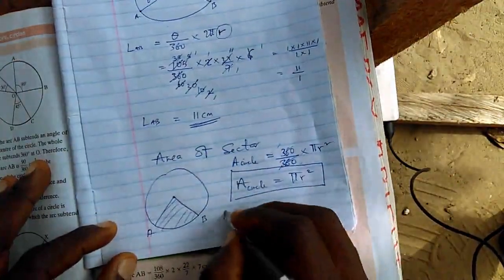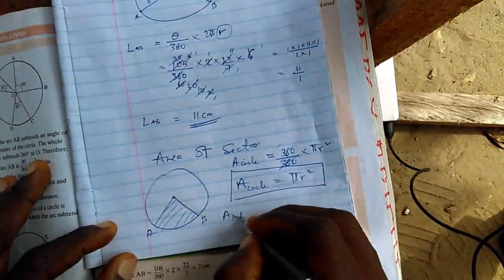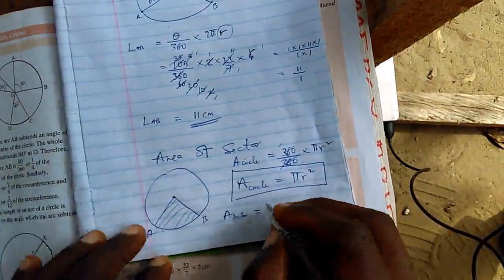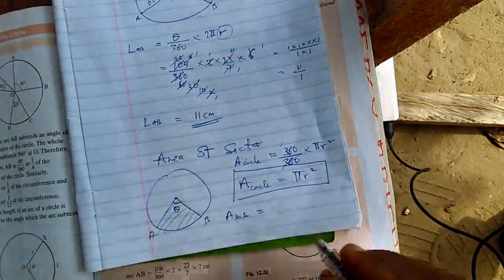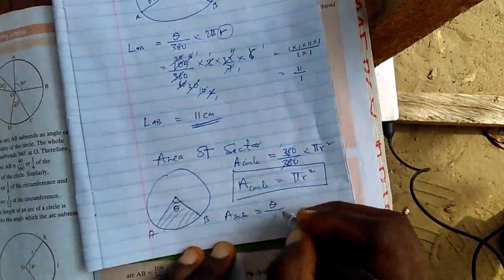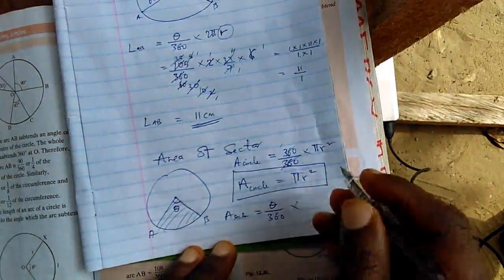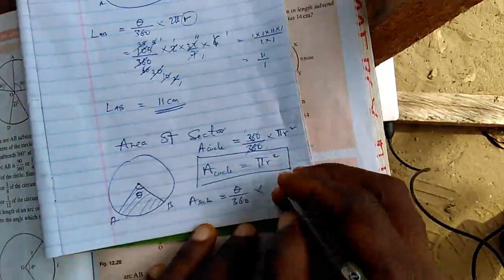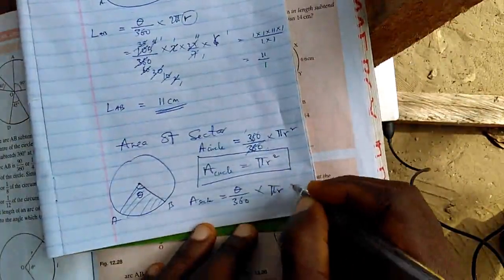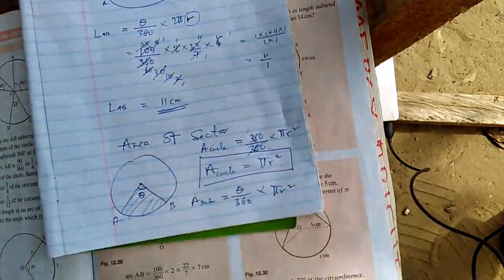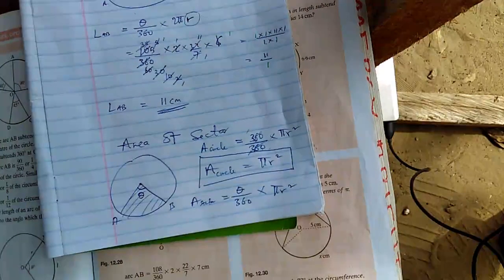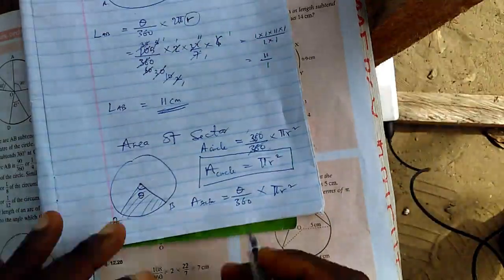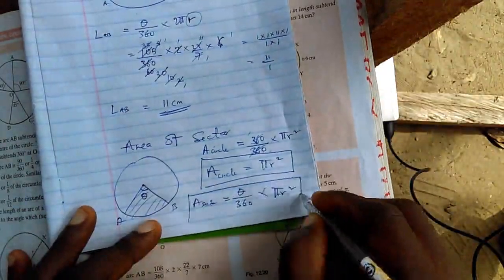So when you are talking about the area of a sector, it's going to be the part of the angle that forms this sector over 360, times the area of the full circle, pi r squared. That's how it works. So this is the formula for the area of a sector.